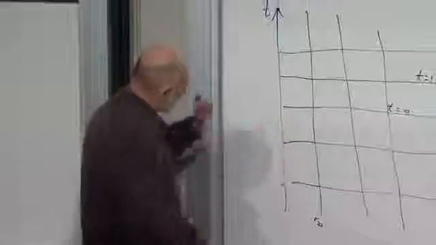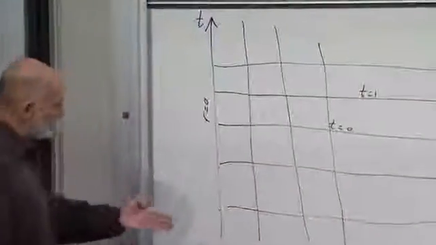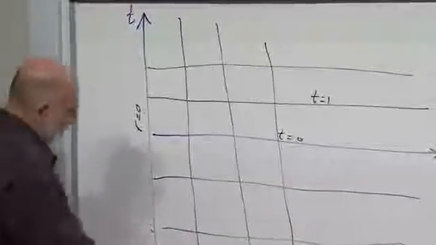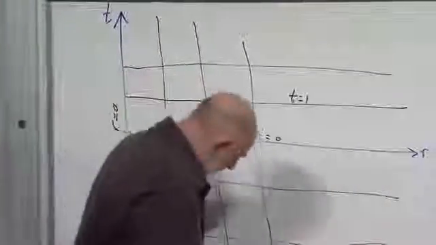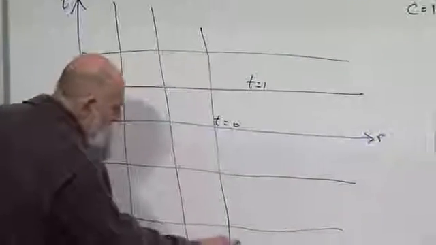Here's r equals 0. This is r equals 0 over here. And so a light ray coming in from long in the past would look like, I think I'll use another color, a light ray coming in from the past will look like this.